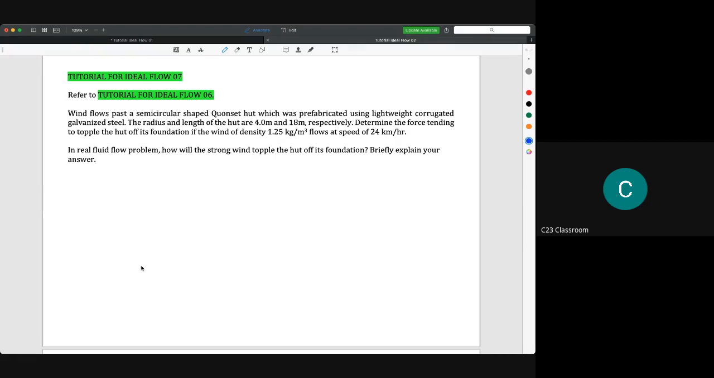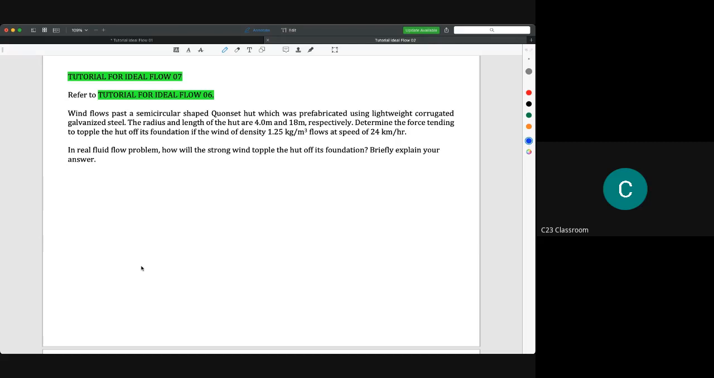So this is tutorial number 7. Wind flows past a semicircular shape concept hut, which was prefabricated using lightweight corrugated galvanized steel. The radius and length of the hut are 4 meters and 18 meters respectively. Determine the force tending to topple the hut off its foundation, if the wind of density 1.25 kilogram per meter cube flows at a speed of 24 kilometer per hour.